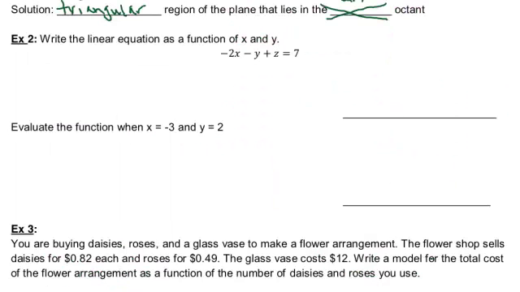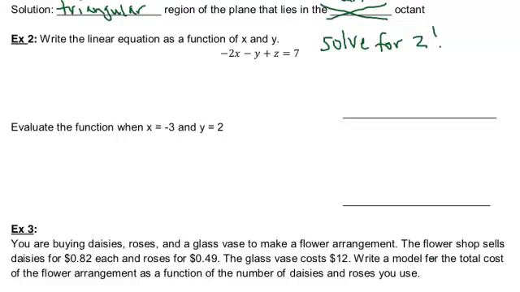For example 2, we're writing the linear equation as a function of x and y. So essentially we are solving for z. So we want the function to just be in terms of x and y, so again, solving for z. Just like we would in slope-intercept form, we'd solve for y. We're doing the same type thing, but we are solving for z this time.